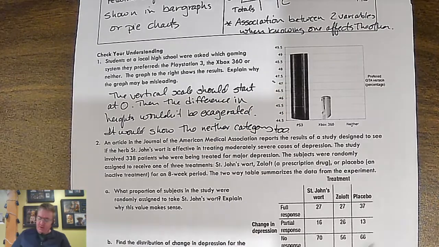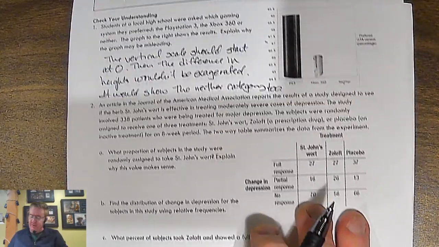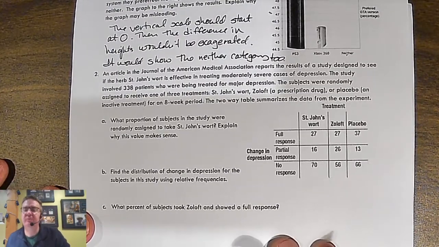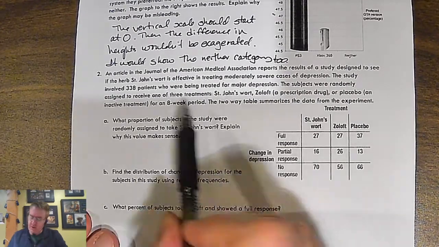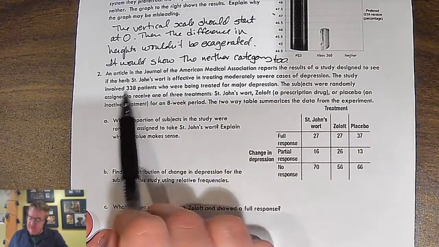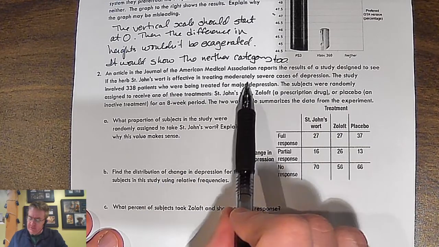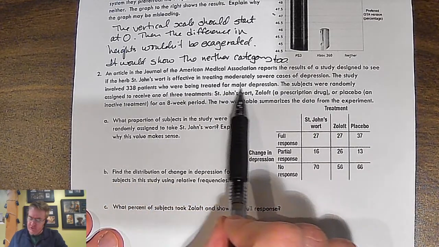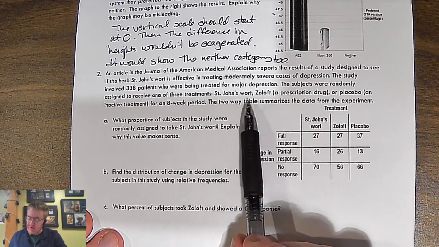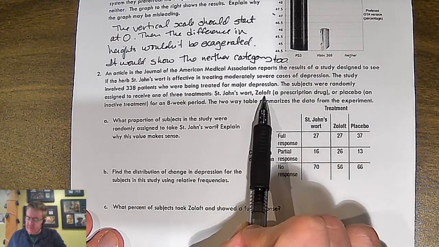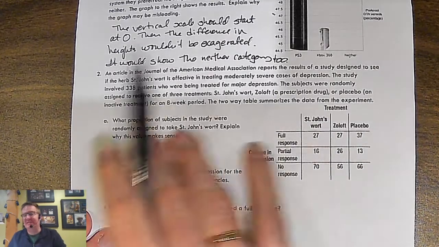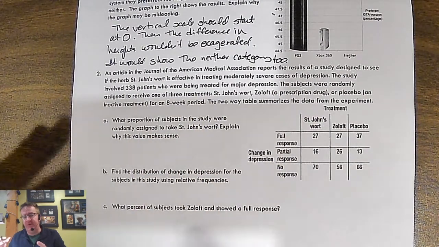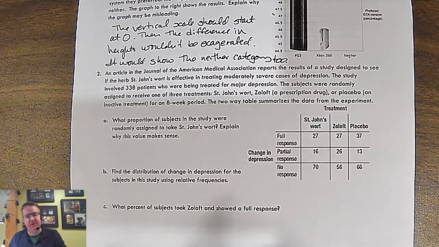All right. An article in the Journal of American Medical Association. Many of you guys, I think, are probably going to go into health fields. Design study to see if St. John's wort is effective in treating depression. 338 patients treated for major depression randomly received one. Some got St. John's wort, some got Zoloft, which is a prescription drug, and some got a placebo. We're going to talk about designing experiments and setups later in the unit.